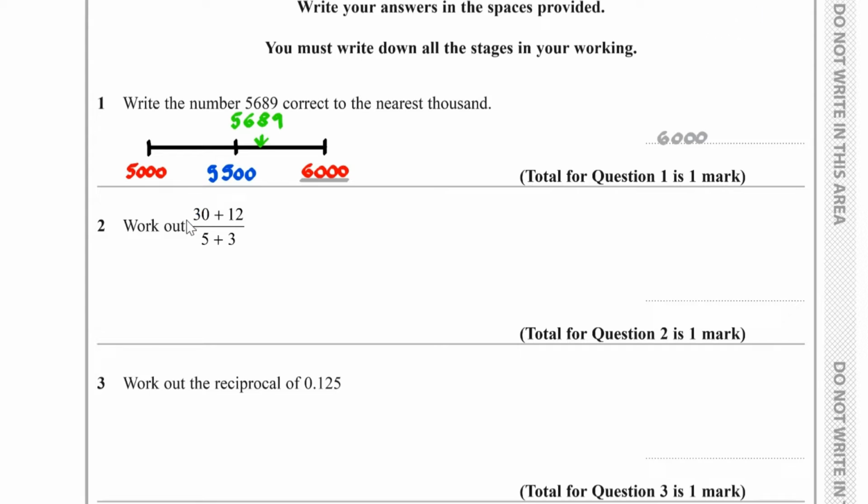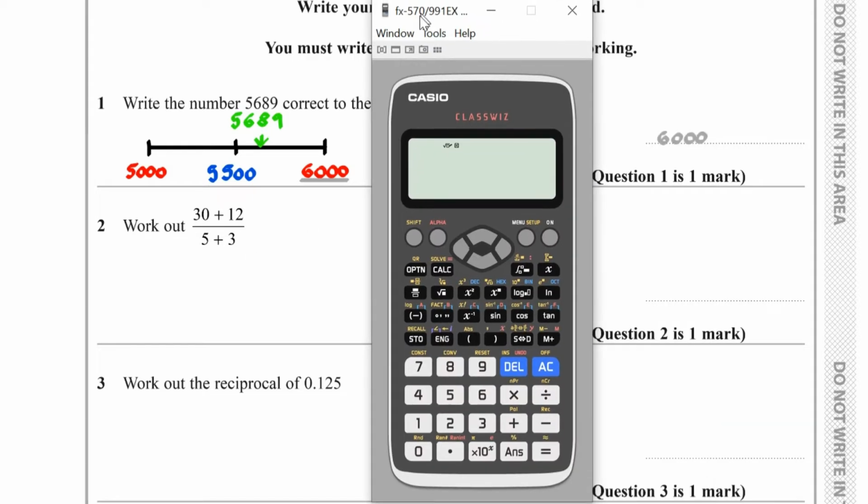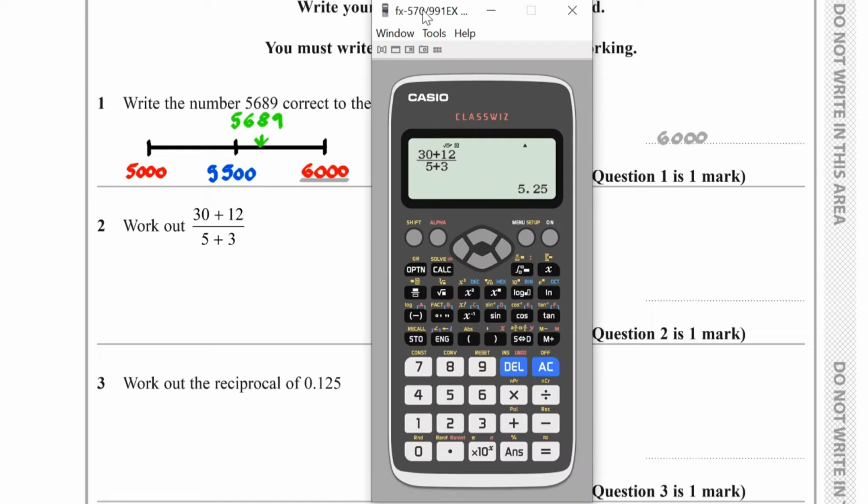Question number 2, we have to work out 30 plus 12, all divided by 5 plus 3. Well, on our calculator, if we press the fraction button and then type in 30 plus 12, and then on the bottom we've got 5 plus 3, we get 21 over 4, which as a decimal is the same as 5.25.